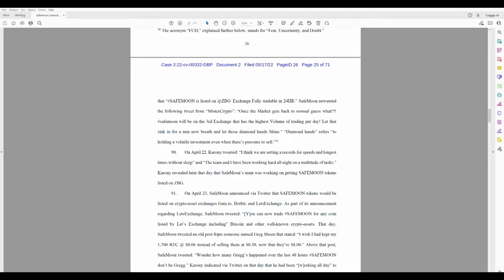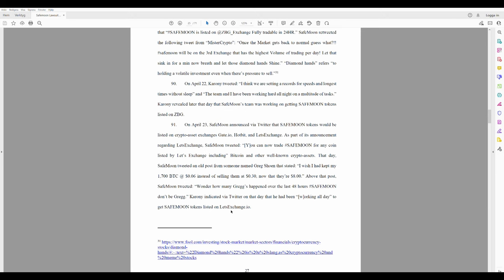In addition, Safemoon announced via Twitter, "Safemoon is listed on CBG exchange, fully tradable in 24 hours." Safemoon retweeted the following tweet from Mr. Crypto: "Once the market gets back to normal, guess what? Safemoon will be on the third exchange that has the highest volume of trading per day. Let that sink in for a minute. Now breathe and let those diamond hands shine." Diamond hands refers to holding a volatile investment even when there's pressure to sell.